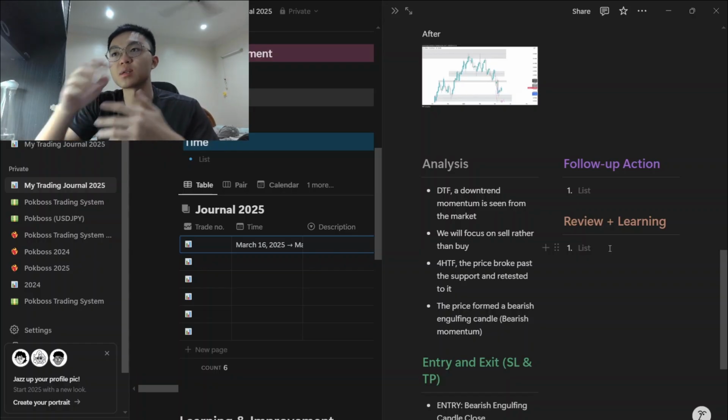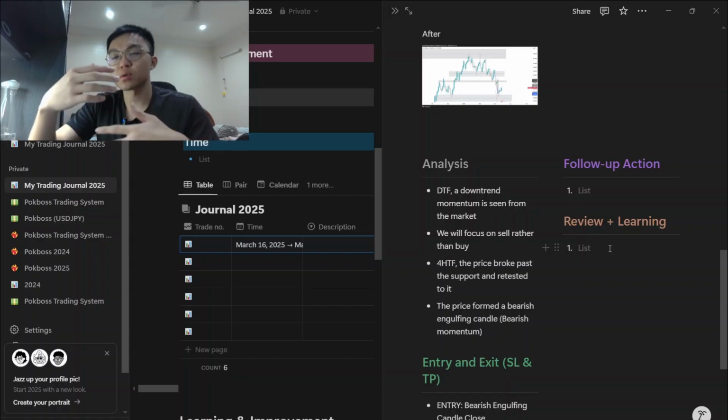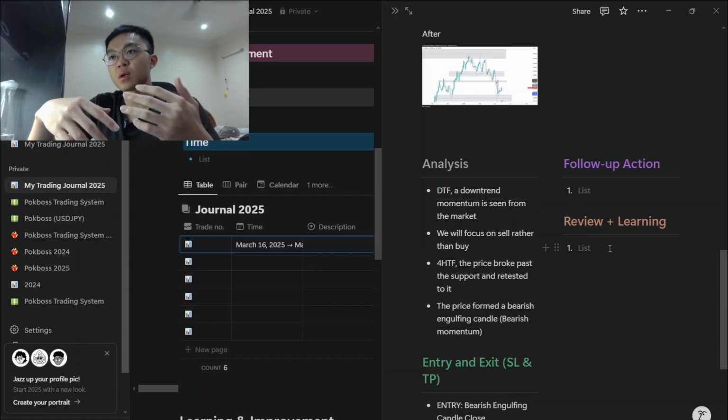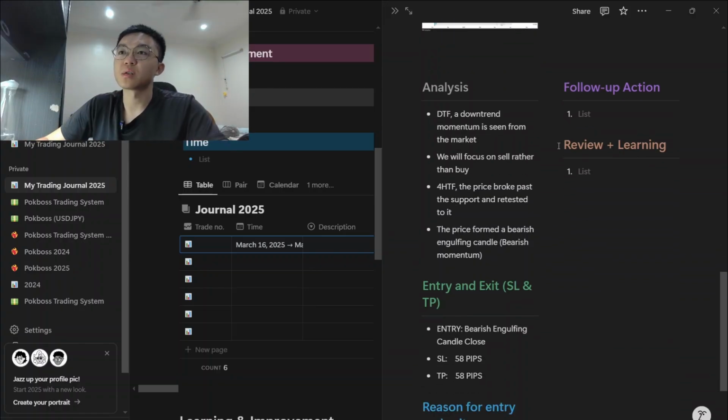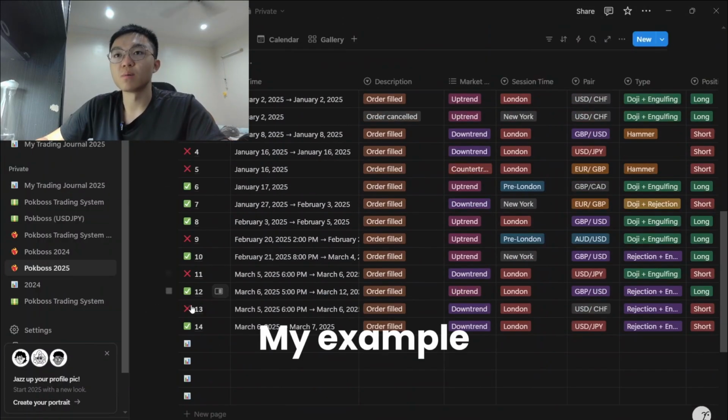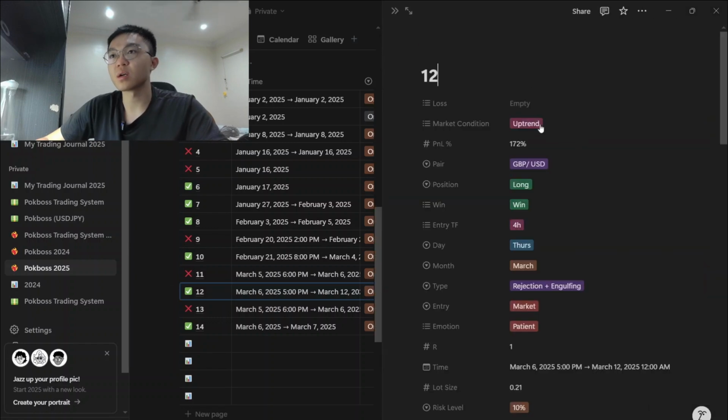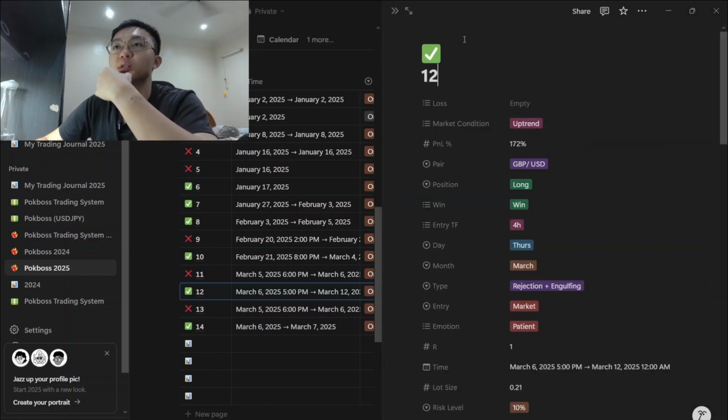Alright, so it's basically just a learning and review session on how you can improve better and identify where your mistakes were. There's a simple idea over here. Now I'll move on to a GBP USD trade that I took recently.